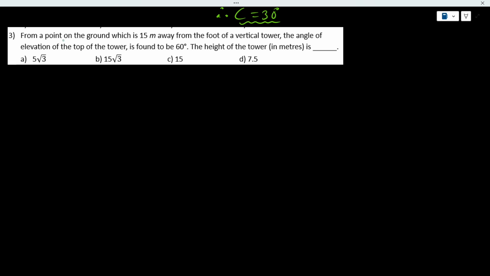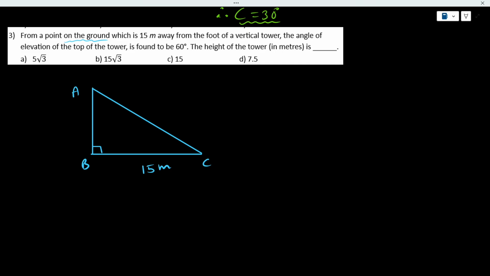So there is a point on the ground 15 meter away from the foot of the vertical tower. Again, this is the tower. AB is the tower. There is a point which is 15 meter away from the foot of the tower. So point C is 15 away from the foot of the tower, which is point B. The angle of elevation from C to the top of the tower. So your line of sight is AC, right?